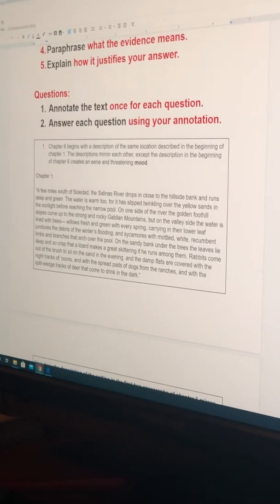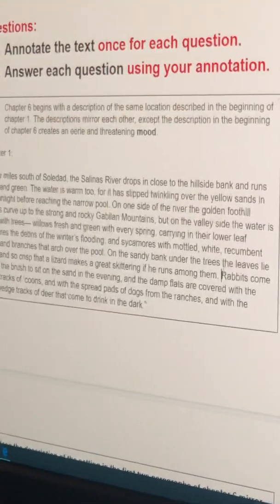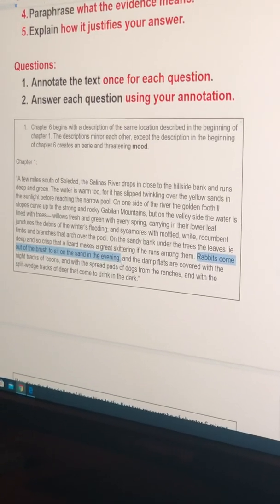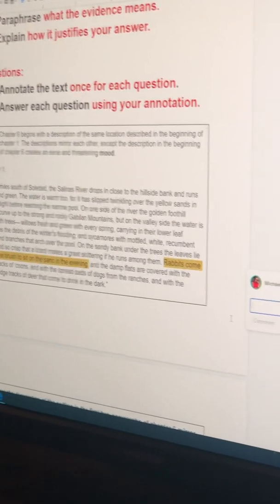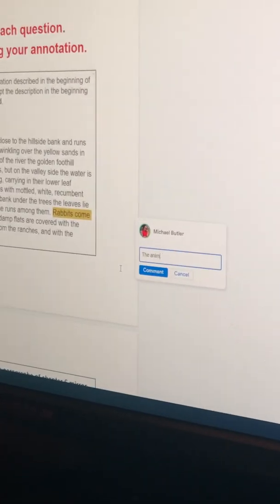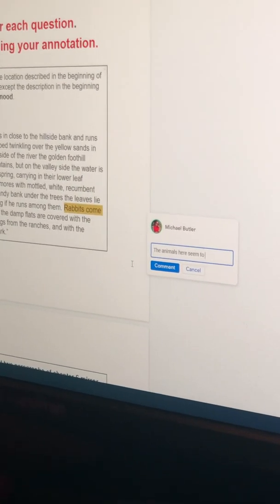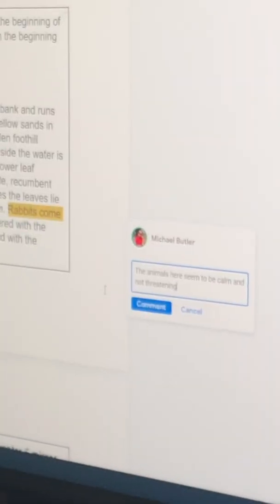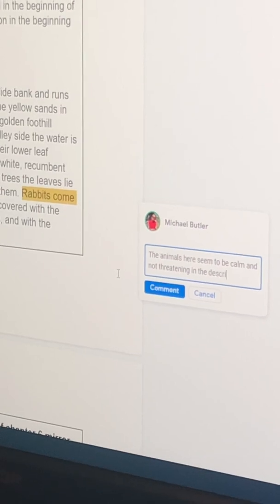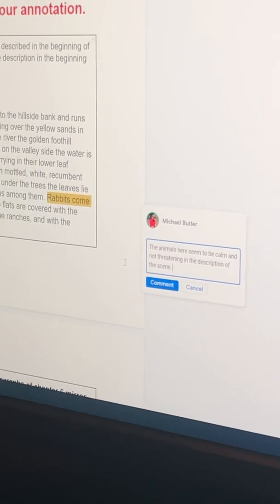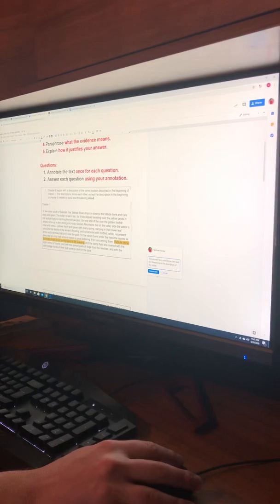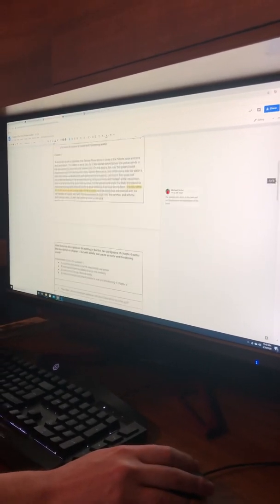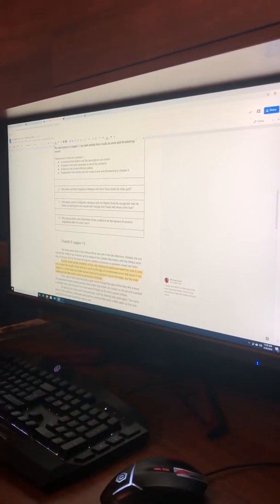Maybe we can look at the rabbits. Rabbits come out of the brush and sit on the sand in the evening. This is a really positive image, right? The animals here seem to be calm and not threatening in the description of the scene. And then we want to click comment to annotate that. I've got my 2 annotations for this question. We see the contrast in the mood of the same description.